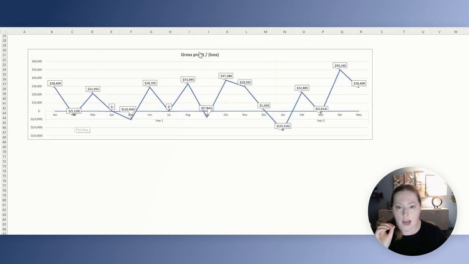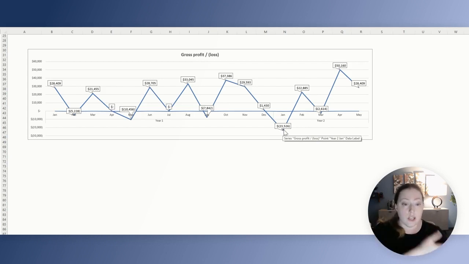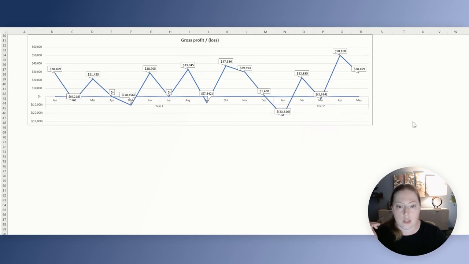You will see that the gross profit is up and down and up and down. Right here in January, we're making $28,000 in gross profit. And then we're actually making a $5,200 loss in the next month. And then in April we're not doing anything, but in May, we're losing money. And then in January of the next year, we're actually losing a lot of money. We're losing $23,000.